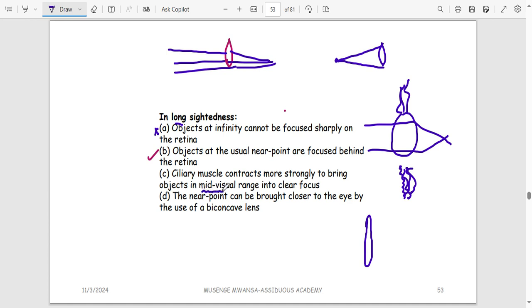But this option is saying the ciliary muscle contracts more strongly to bring objects in mid visual range into clear focus. We'll ask a doc who understands that English properly to explain.